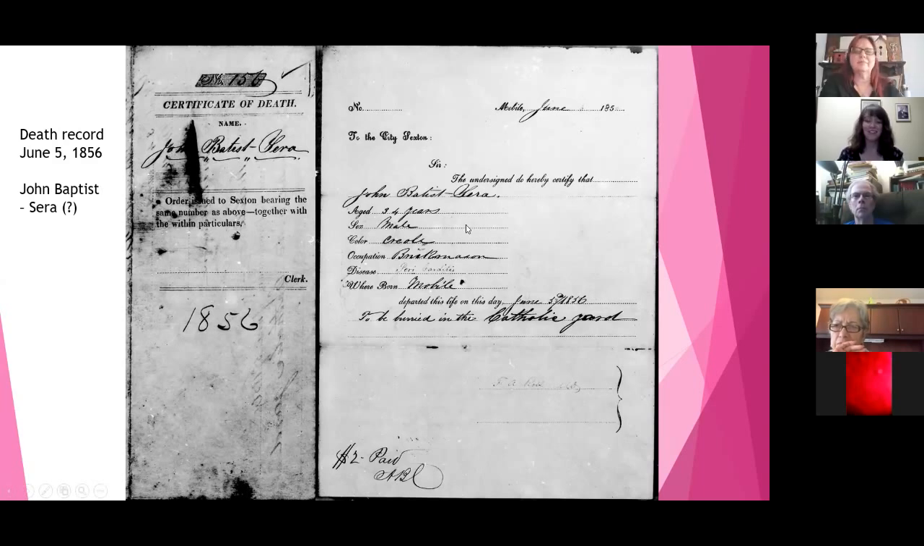Here's another example, the death record for John Baptiste Serra, perhaps. It might be S-E-R-A or maybe C-L-E-R-A, but the point is that you start to get more information the further you go. He was a 34-year-old male, a Creole, and his occupation was brick mason, and he died from pericarditis. He was born in Mobile, and he's to be buried in the Catholic yard.